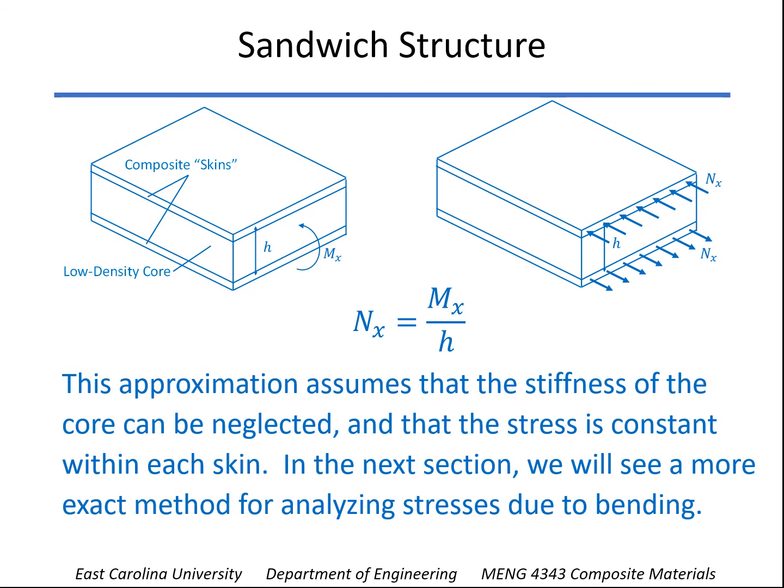And again, a couple of approximations that we've made there. One is that we're not even going to worry about the stiffness of the core. The stiffness value is going to be so much less than it is for the composites that it's okay to ignore it. And the fact that the stress is going to be constant within each skin just means those skins have to be thin. The next section of the notes, by the way, we will look at the bending of a symmetric laminate, and we'll see a more exact method. But this is a pretty good starting point, especially for preliminary design.